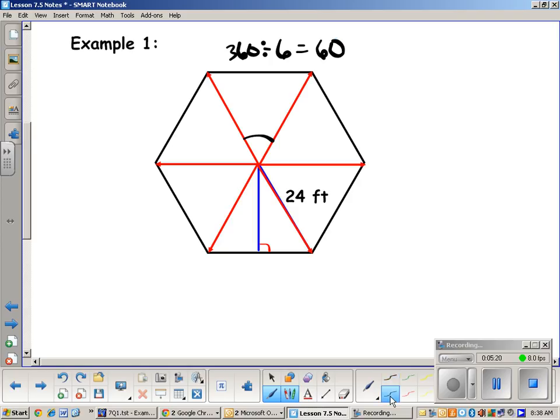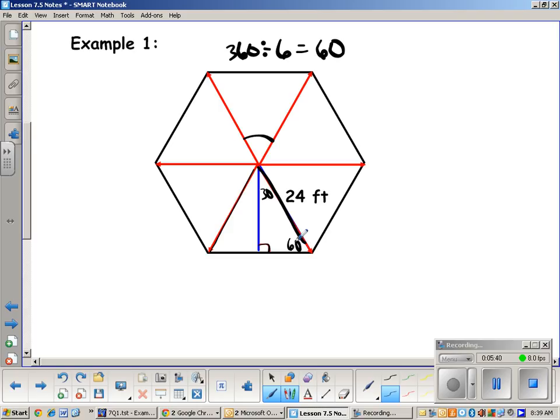Okay? So this blue line does what to this red triangle down here? Bisects it. Yeah, it cuts it into two 30s. So this is 30 degrees. This is 90 degrees. What's this one going to be? 60. What kind of a triangle is that?